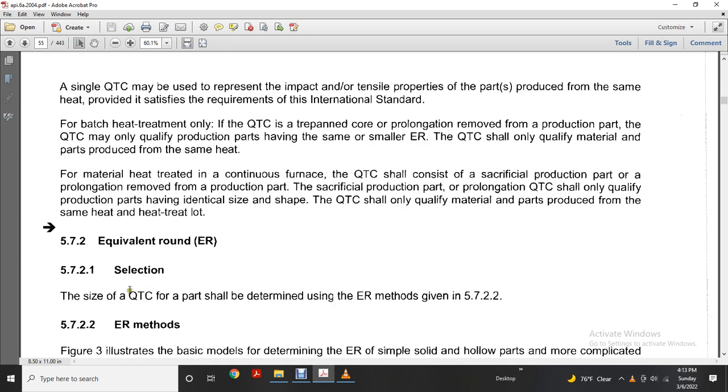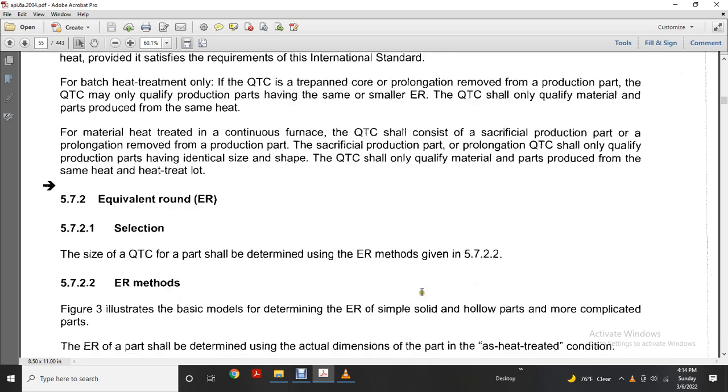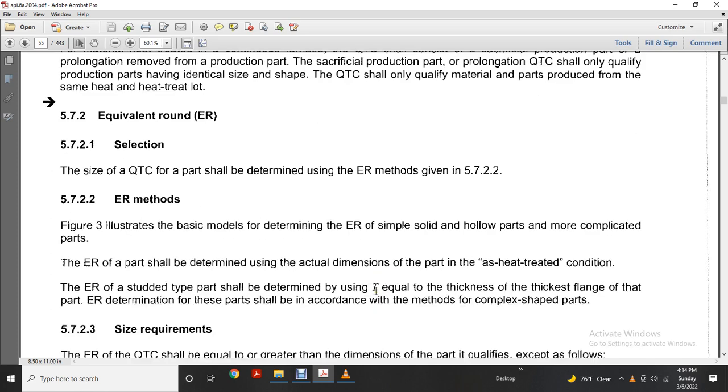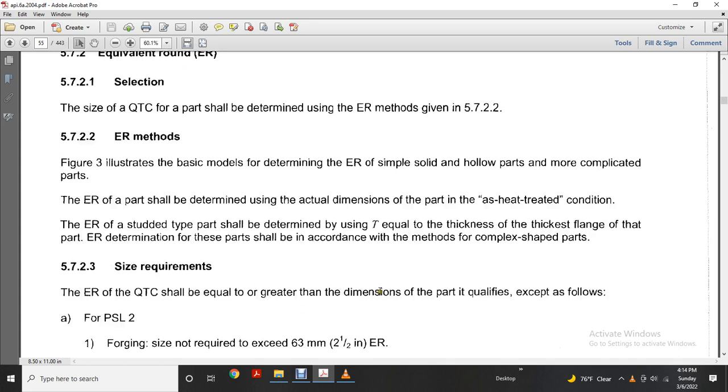Equivalent round selection. The size of the qualification test coupon shall be determined using the equivalent round methods given in 5.7.2, Equivalent round methods. Figure 3 illustrates the basic model for determining the equivalent round for simple solid and hollow parts, along with more complicated parts. The equivalent round shall be determined using the actual dimensions of the part in the heat treated condition. For other types of parts, determine the equivalent thickness range of the flange, and determine the equivalent round of these parts in accordance with the method for complex shaped parts.